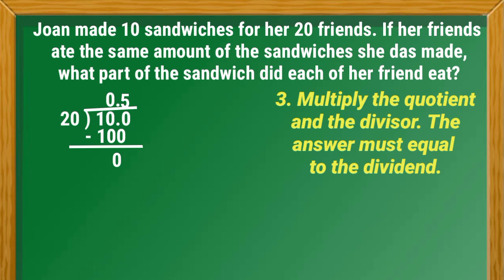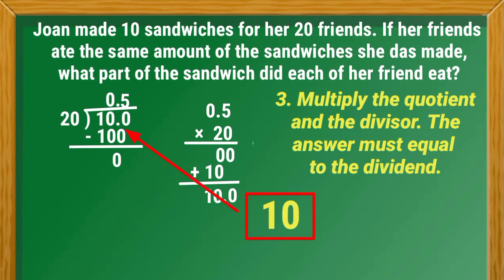Multiply the quotient and the divisor, and the answer must equal the dividend. So 5 tenths times 20. 0 times 5 is 0. 2 times 5 is 10. And then we are going to add. So bring down 0. Then 0 plus 0 is 0. Then 1. And we have 1 decimal place in our factor. We are going to count 1 decimal place in our product. So the answer is 10.0 or 10. So the final answer is, each friend of Juan ate 5 tenths sandwich.